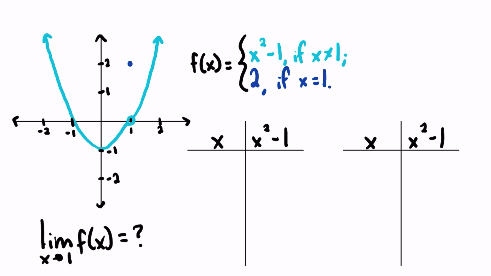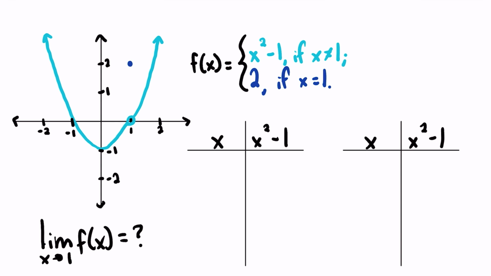So we have this graph of a piecewise function over here, and then the definition of that function is over here. This first condition tells us that when x is not equal to 1, then we have the function x squared minus 1. So everything here and everything here. And then at x equals 1, we have 2. So that's why we have this point and we have a hole here. And what we want to know here is what's the limit as x approaches 1 of f of x.